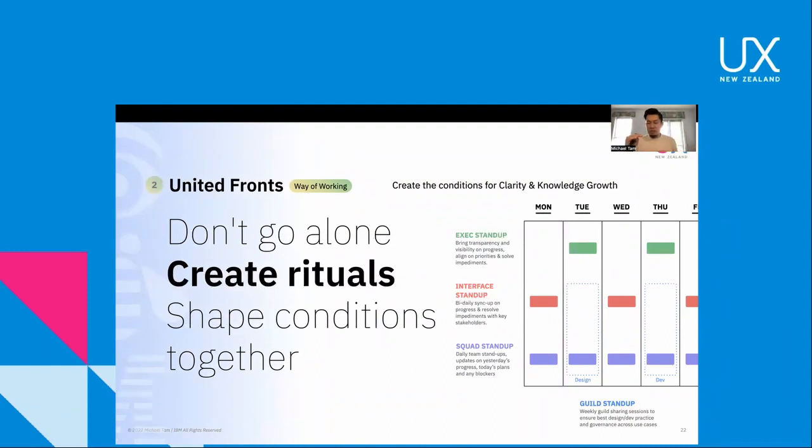The interface team, meaning the team between the leadership and the working team, is the more centralized team that helps provide governance and at the same time resolves any impediments. So they also have frequent meetings. And then of course you have the different squads working together in a day-to-day sync up for clarity.